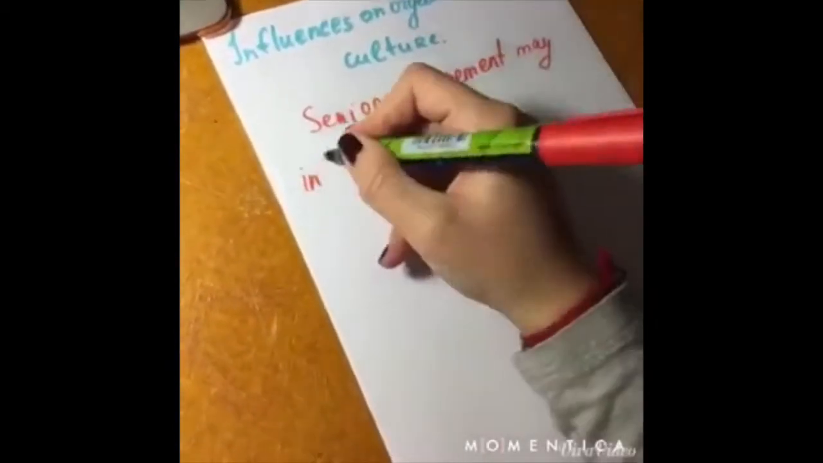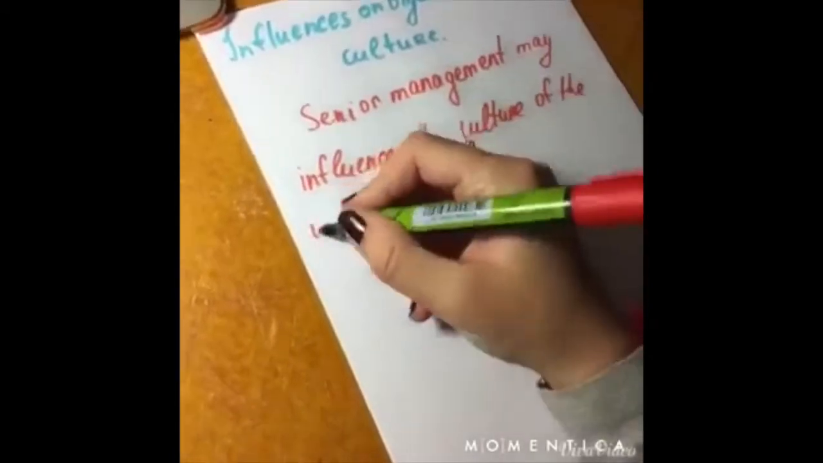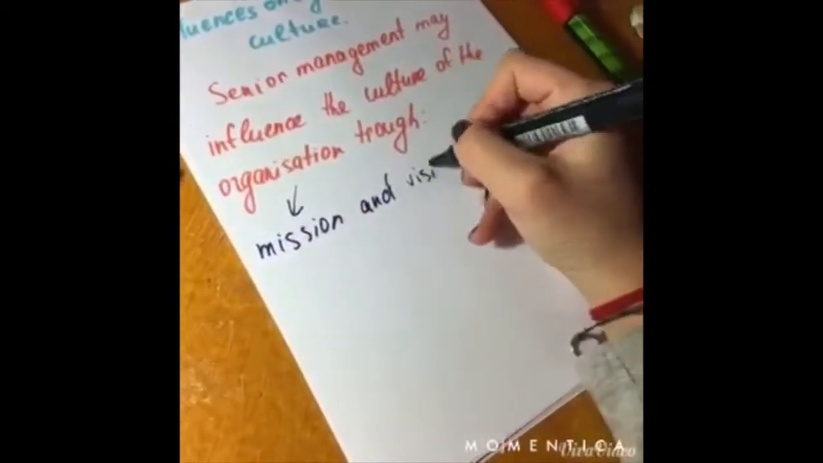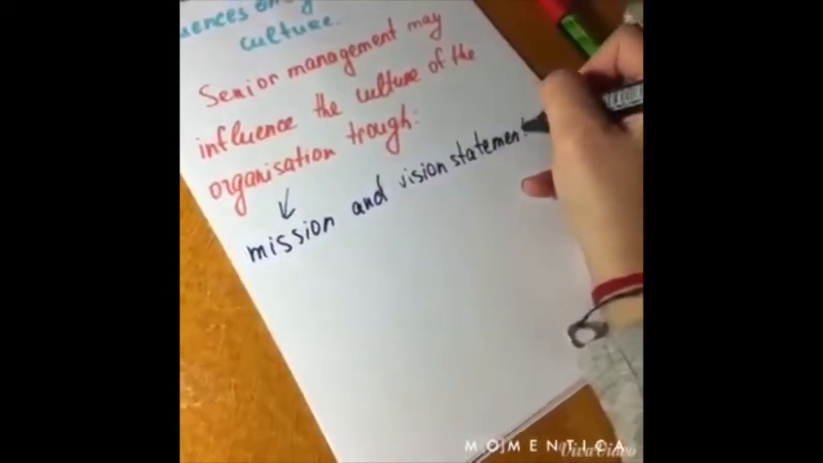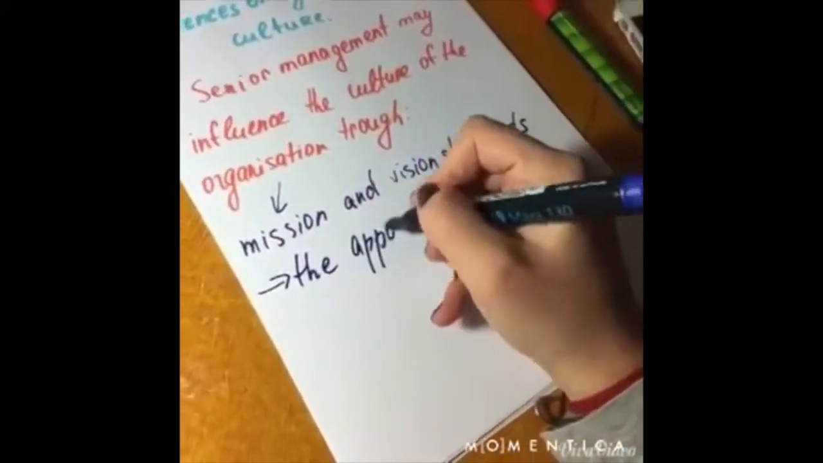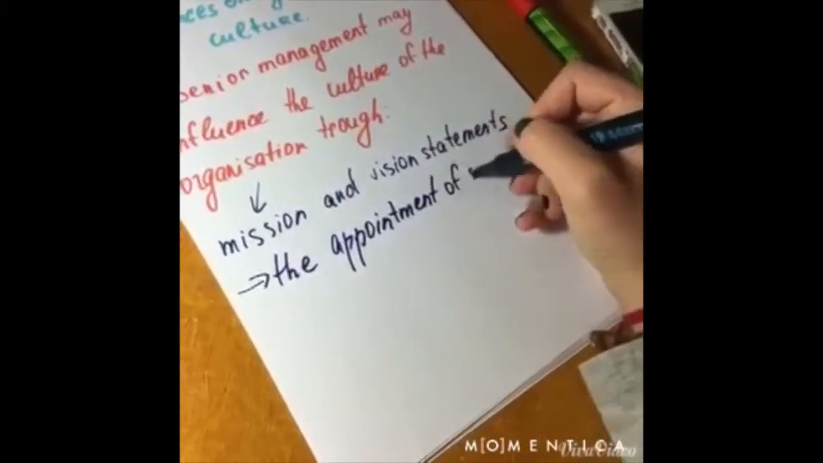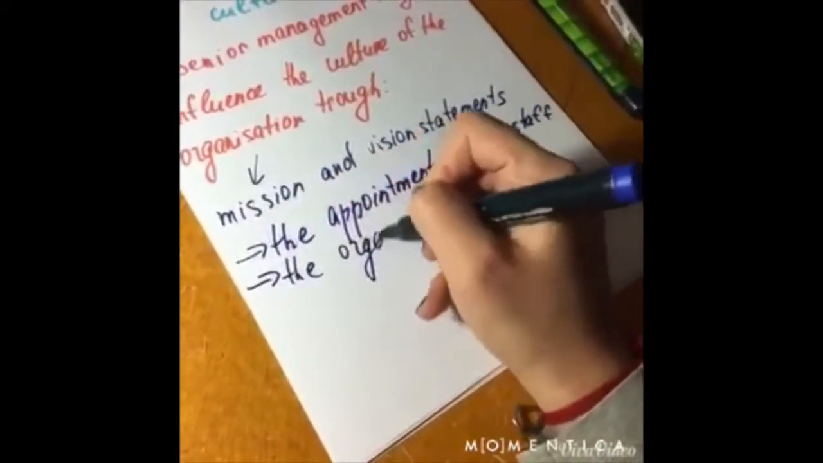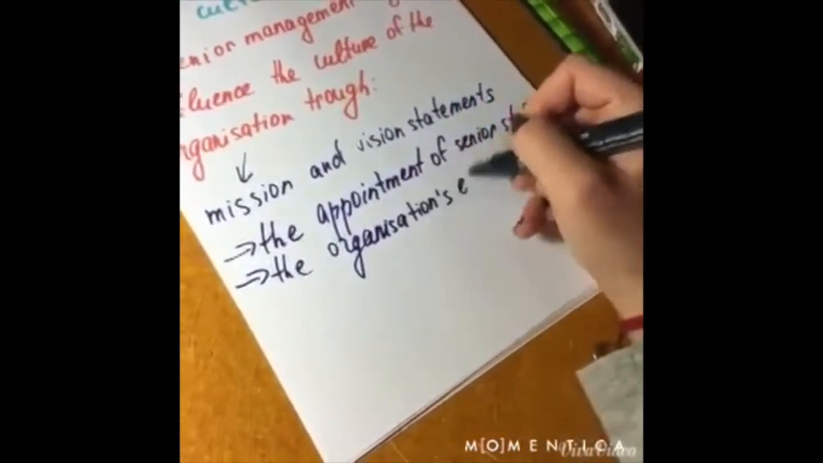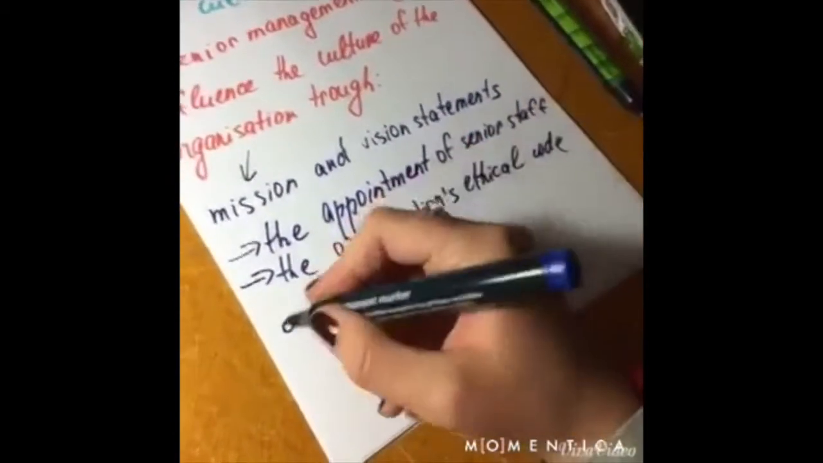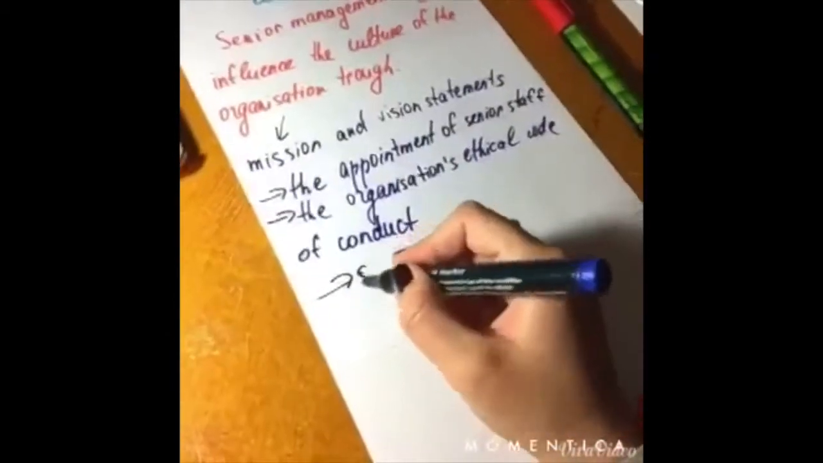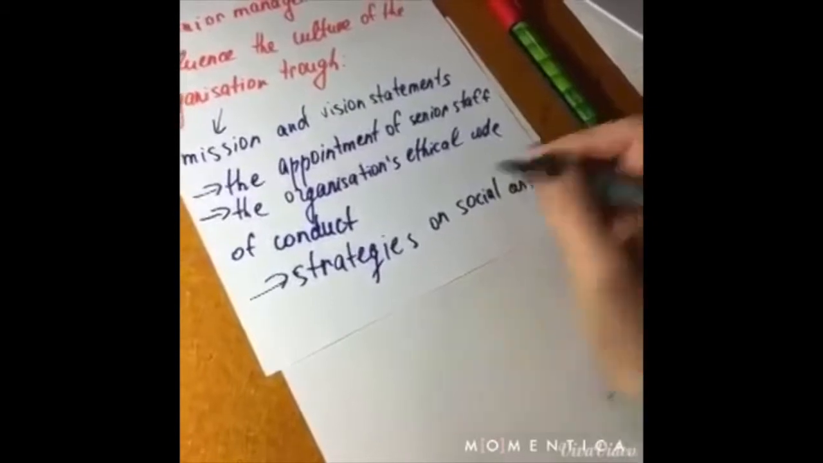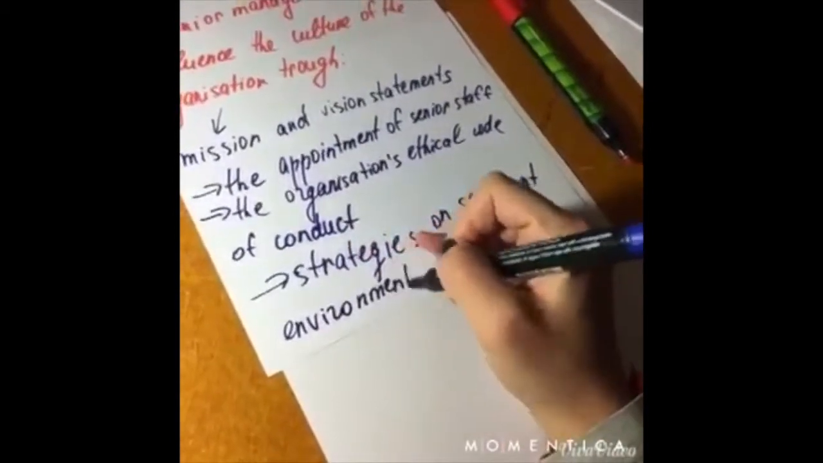Influences on organizational culture. Senior management may influence the culture of the organization through mission and vision statements. This informs staff about what the business is trying to achieve. The appointment of senior staff, they are likely to share the same values, attitudes, and beliefs as the directors of the business. Organizational ethical code of conduct. This lists the do's and don'ts that must be observed by staff when dealing with external stakeholders. Strategies on social and environmental issues. This will provide a clear guide to the organization's social and environmental values and beliefs.